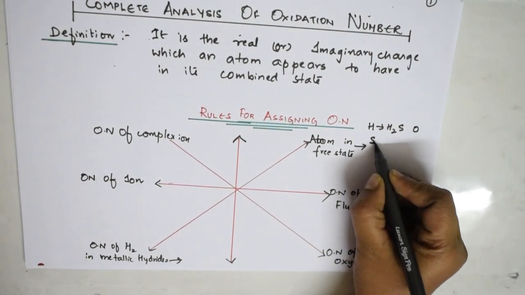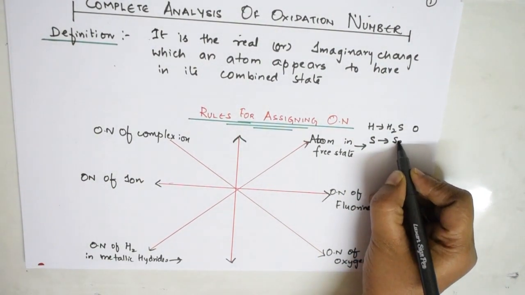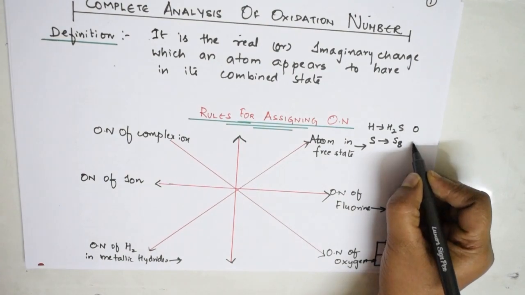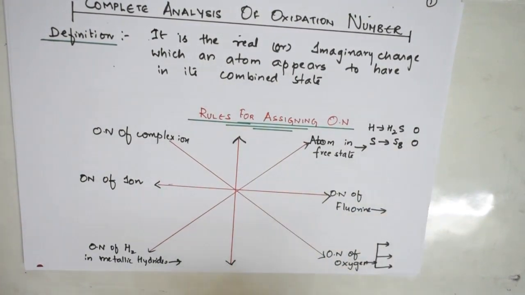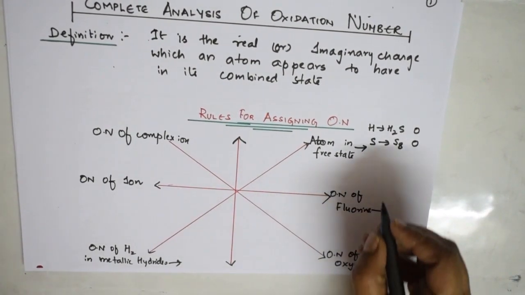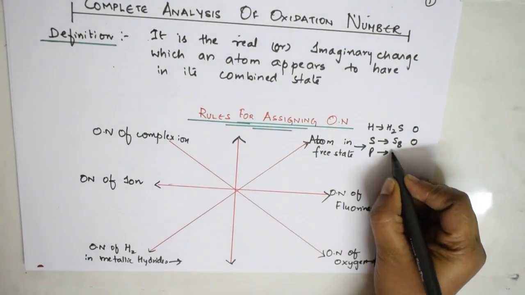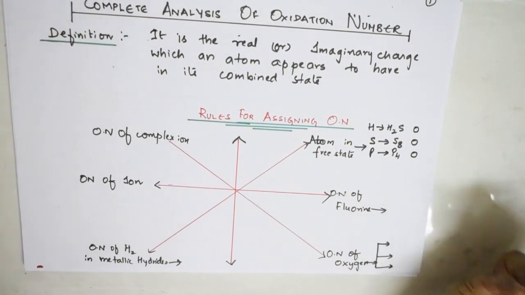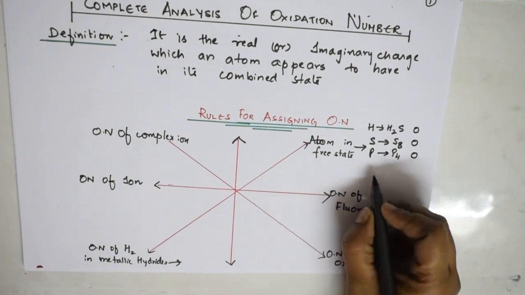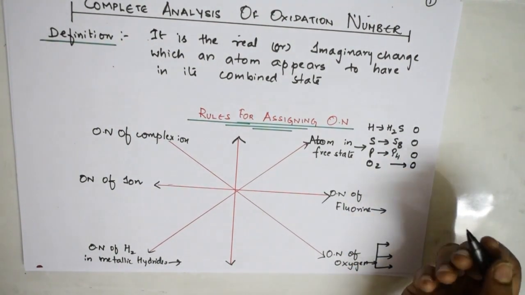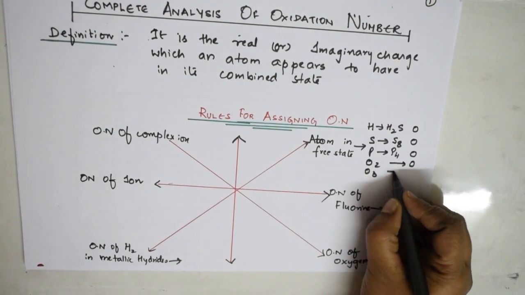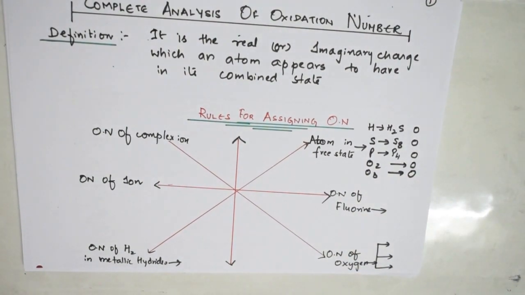Suppose I take sulfur, in which molecule? In S8, again the oxidation number is 0. So in its free state, it is always 0, remember that. Suppose we take phosphorus, okay students, phosphorus exists as which one? It exists as P4, isn't it? So in P4 also the oxidation state is 0. Now if I take one more, oxygen, O2, it is 0, because these are all free state, elemental state. Ozone, O3, the oxidation number is 0.